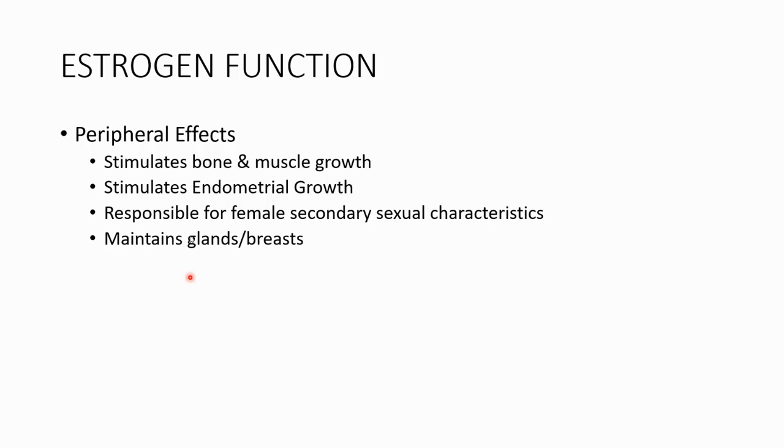So, estrogen function. You've got your peripheral effects. We'll talk about the target effects here in just a second, but the peripheral effects, not the ones directly related to egg production and maturation and ejection. We'll talk about that in a second. But the peripheral effects are stimulates bone and muscle growth, stimulates endometrial growth. That is that inside lining of the uterus there. So estrogen is going to stimulate that inside lining to thicken, responsible for female secondary sexual characteristics such as maintaining glands and breasts.